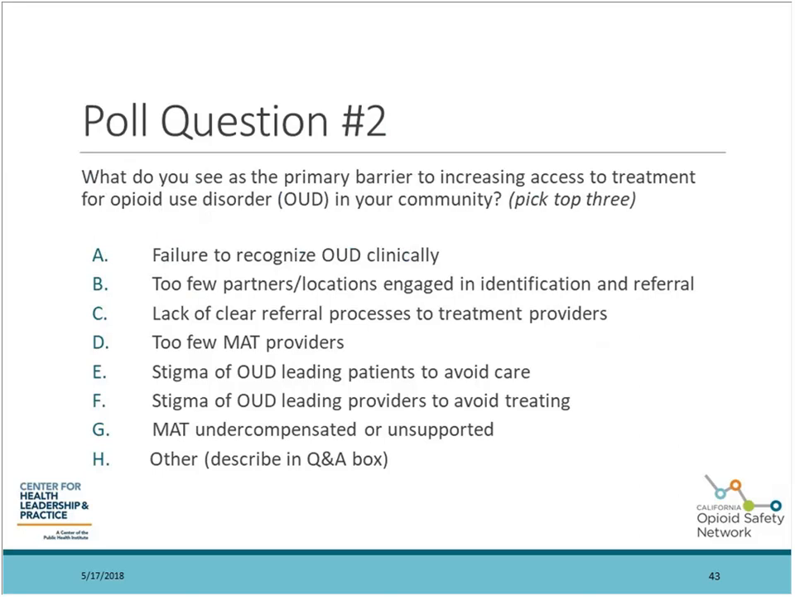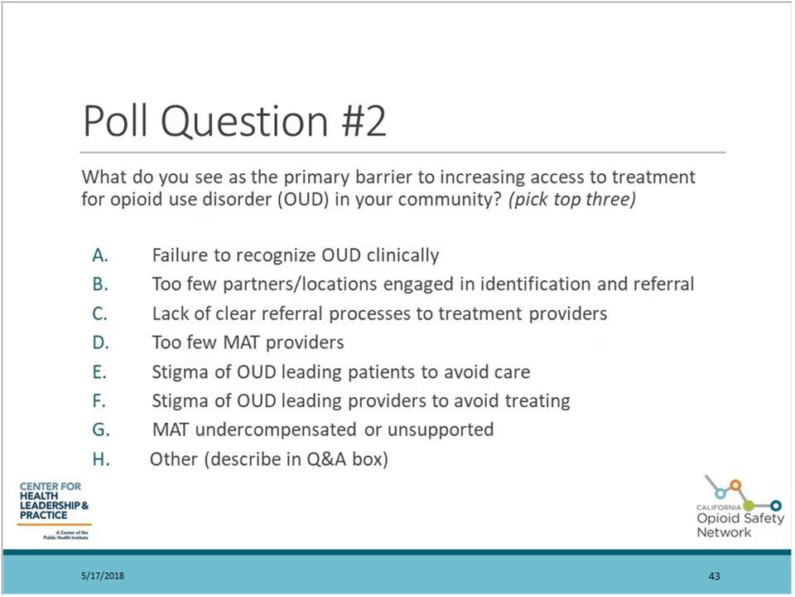We're going to spend the rest of the time talking about medication-assisted treatment and reducing demand through increasing access to treatment for opioid addiction. I'm going to start off with a poll question. So what do you see as a primary barrier to increasing access to treatment for opioid use disorder in your community? And they all seem important, so we can prioritize and pick the top 3.